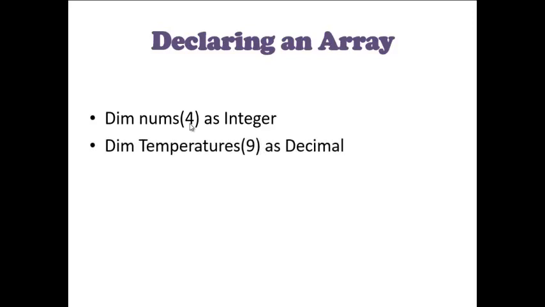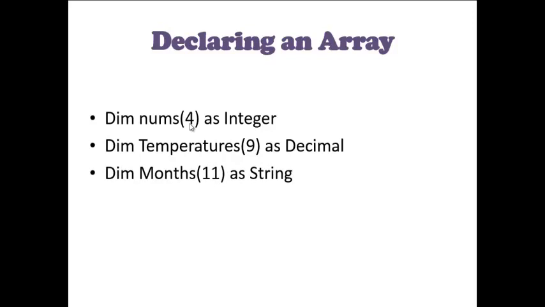How to declare an array? Declaring an array means you're going to use the word Dim, then the array name, and then the number of elements, and then assign the data type. So here is an example that I have an array called numbers with 4 elements. Yes, 4 means that you're going to have 5 elements starting with 0. So I have 0, 1, 2, 3, and 4. Another example, Dim temperatures(9) as decimal, or the month(11) as a string.